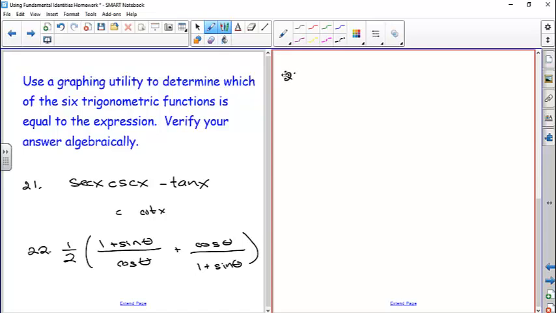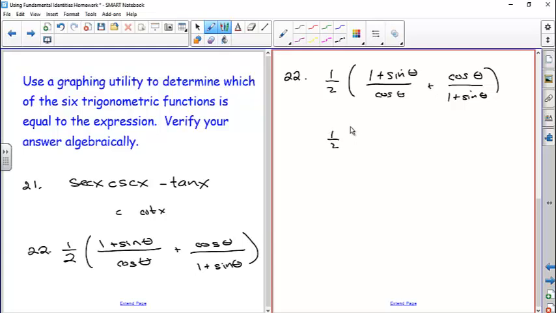Okay, next one is 22. So we get 1/2 times 1 plus sine of theta over cosine of theta, plus the cosine of theta over 1 plus sine of theta. Again, this looks like finding a common denominator. So let's do that. So you get 1/2. We're going to multiply this first term by 1 plus the sine of theta, which is the second denominator, in both the numerator and the denominator.